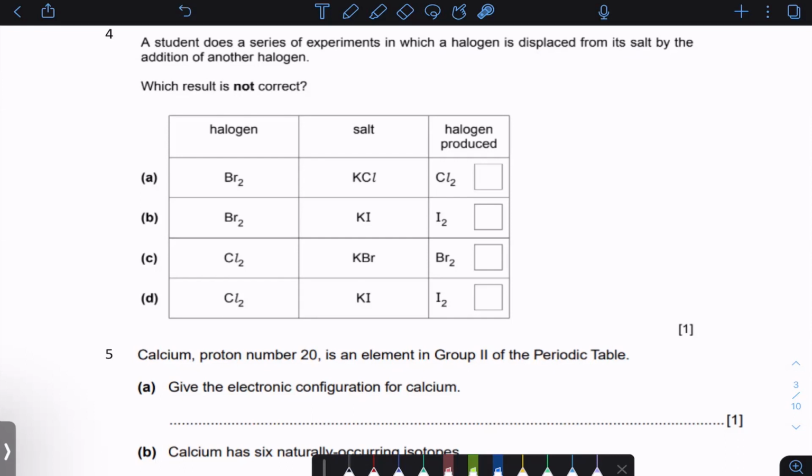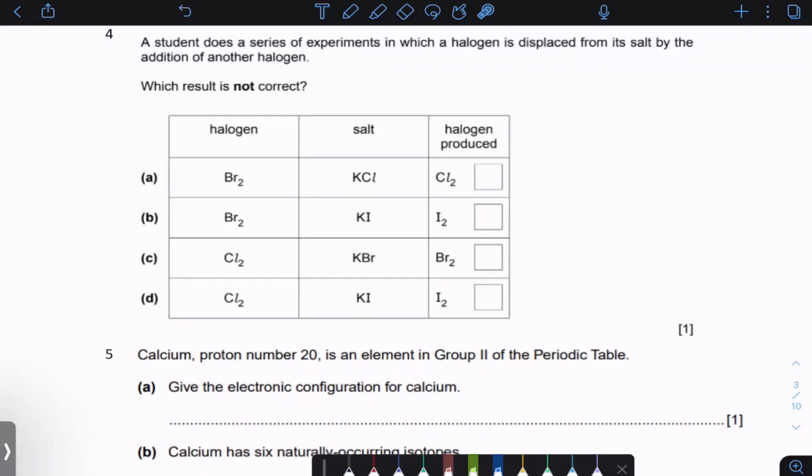बताएं. What is displacement? Shortest distance. I'm sorry? What is displacement? Displacement is when a more reactive element displaces a less reactive ion. Okay? A more reactive element displaces a less reactive ion.